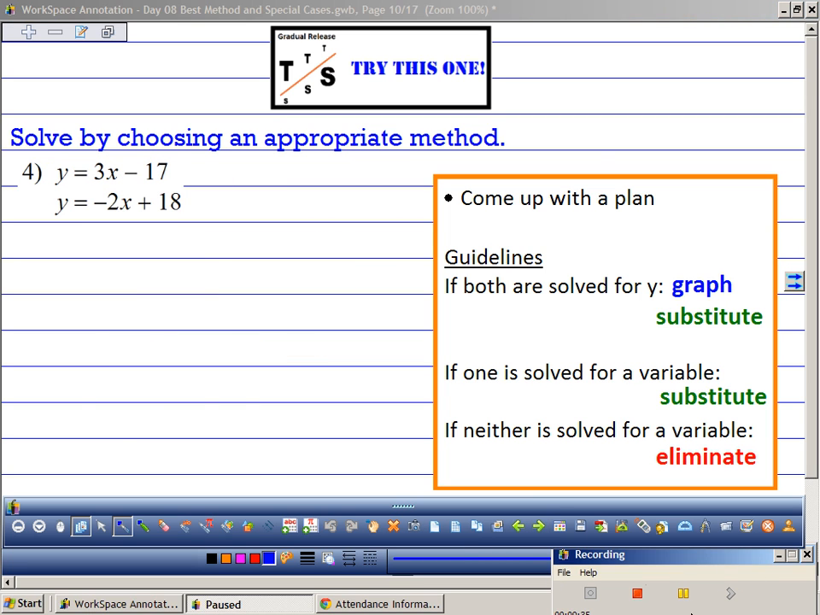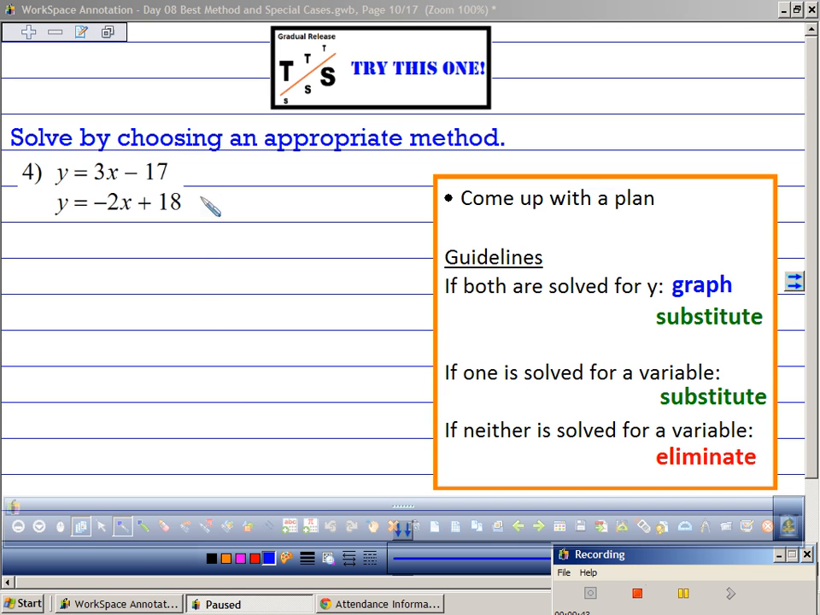Okay, try this one. Okay, how about Brandon? Brandon, what method did you use? You graphed it. Awesome. I don't think I'd want to graph because of the 18 and the negative 17. Did somebody do something different? I mean, you could totally graph, but Carlos, what did you do? You use substitution?